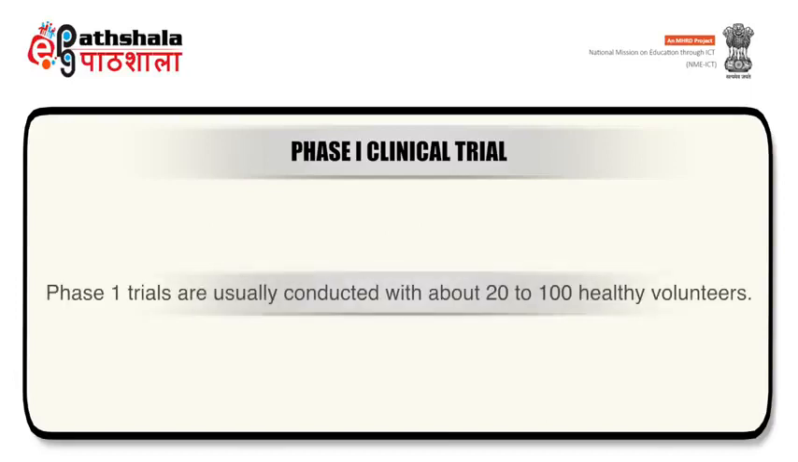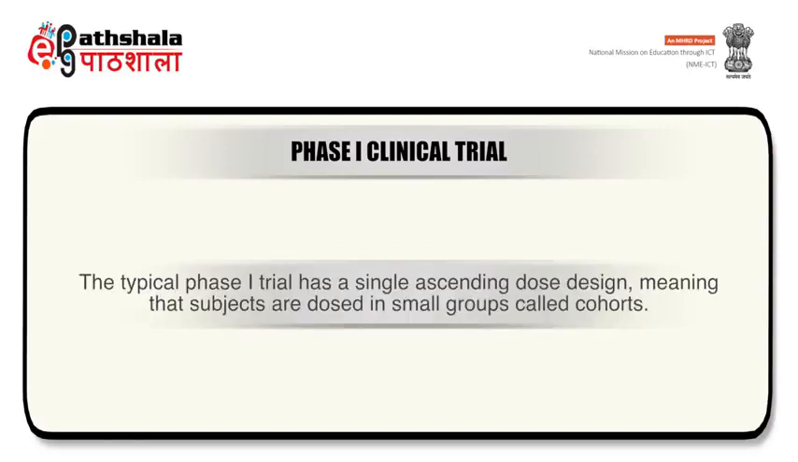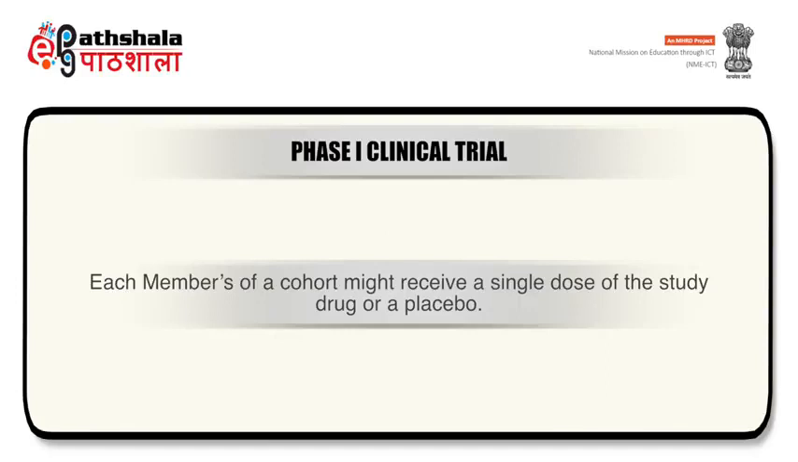Phase 1 trials are usually conducted with about 20 to 100 healthy volunteers. These trials are primarily designed to assess the safety and tolerability of a drug, but the pharmacokinetics and, if possible, the pharmacodynamics are also measured. The typical Phase 1 trial has a single ascending dose design, meaning that subjects are dosed in small groups called cohorts. Each member of a cohort might receive a single dose of the study drug or a placebo.